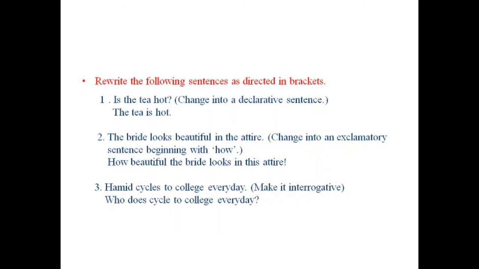The first change is what? The change in meaning. The first sentence, the interrogative sentence, is asking a question: is the tea hot? And the second sentence is revealing the fact, declaring the fact that tea is hot. The declarative sentence begins with the article the and ends with the word hot. And in between the tea and the adjective hot, there is the helping verb is. So this is a declarative sentence. The tea is hot.